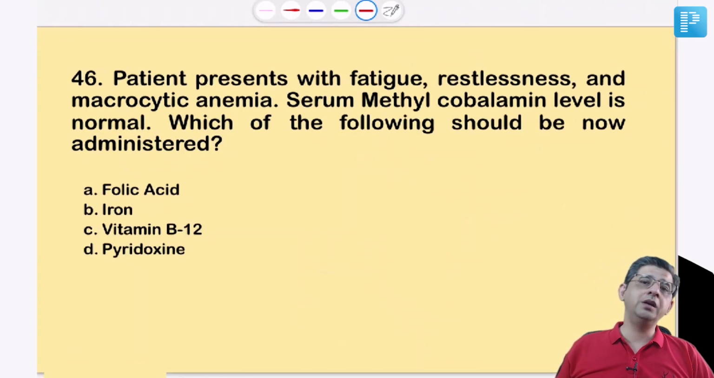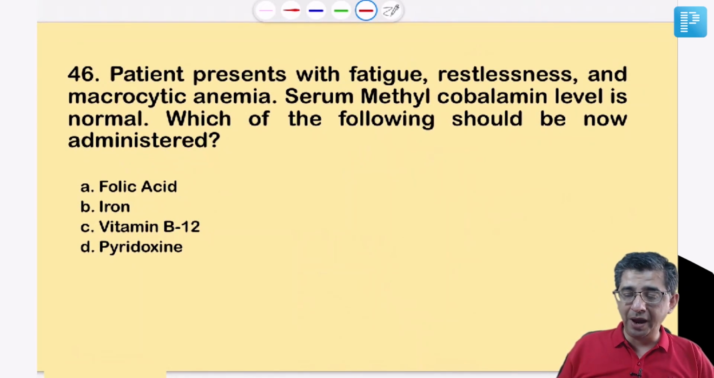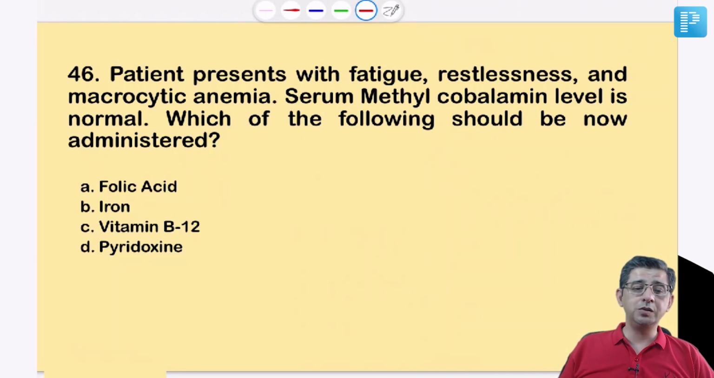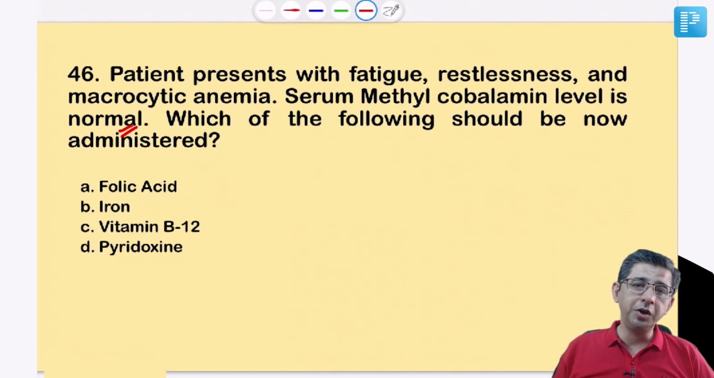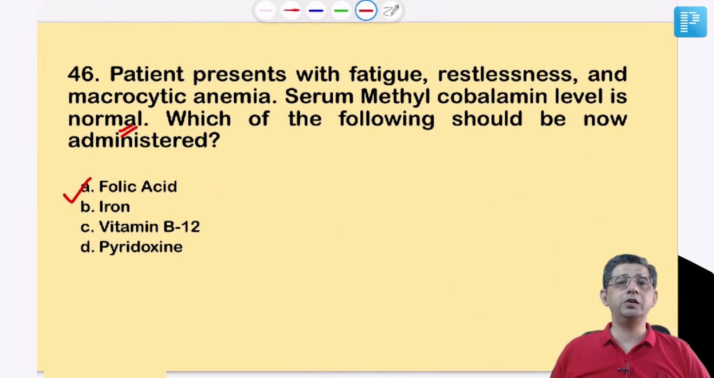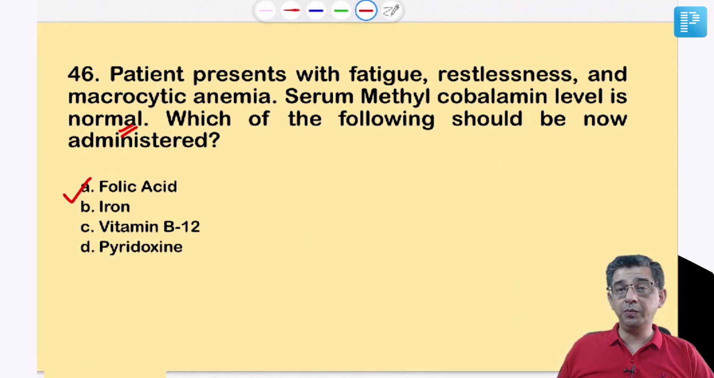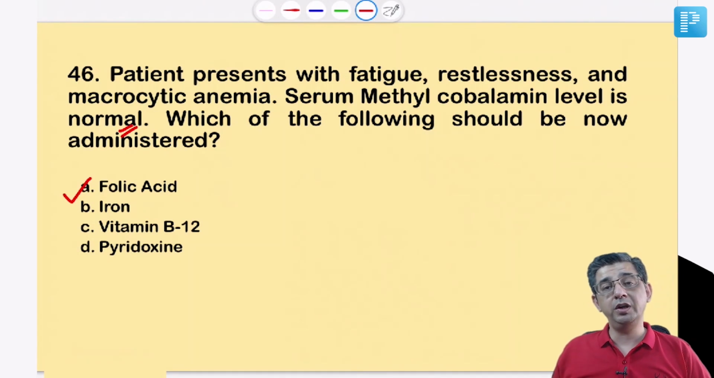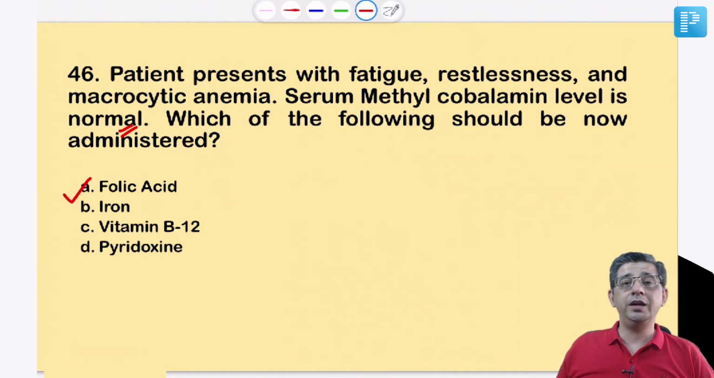The next patient of mine is having fatigue, restlessness, and macrocytic anemia. There are 2 important reasons for macrocytic anemia, B12 and folic acid deficiency. He has himself told you that B12 levels are normal. So what will you do next for the patient? Give this guy folic acid, no? It will resolve the macrocytic anemia of the patient. Causes of macrocytic anemia over and above this can be chronic liver disease, hypothyroidism, aplastic anemia. And in HEMAD, I have discussed causes of macrocytic anemia, but for this one, it would be straightforward folic acid.